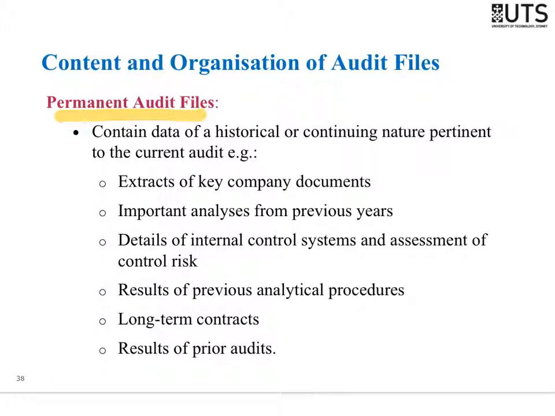What do I mean? For example, key company documents. Key company documents that don't change over time. So instead of us getting it every single year, we'll just keep it in our permanent file and continuously refer to it. Other things, really important information about the internal controls within the business or the accounting policies that they use within the business. Things like that, things that don't really change over time would all go into your permanent audit file. The results, long-term contracts.